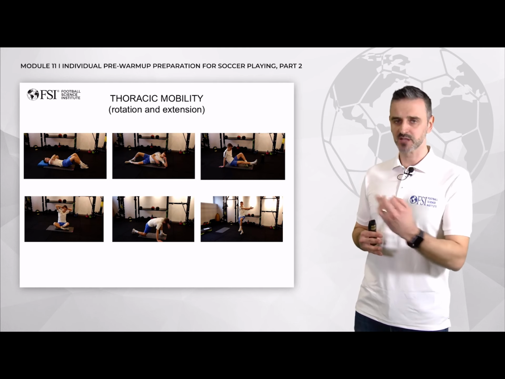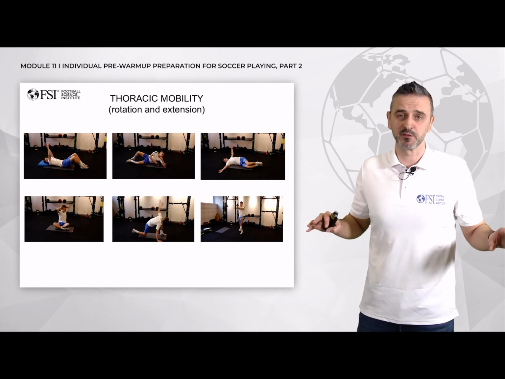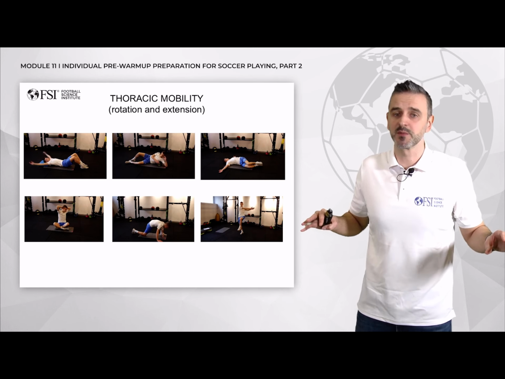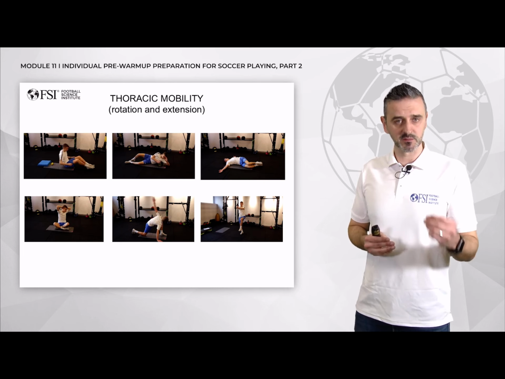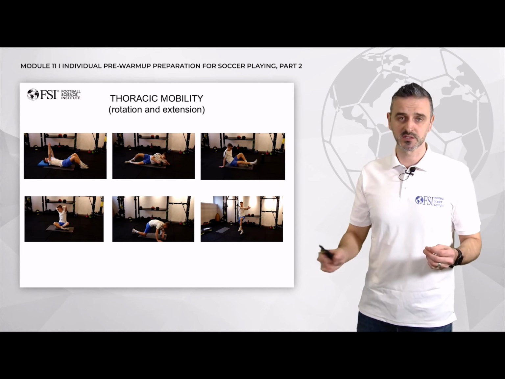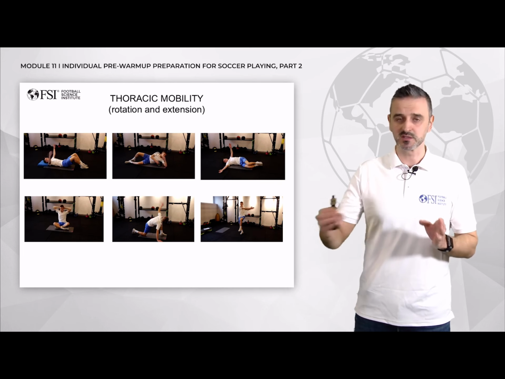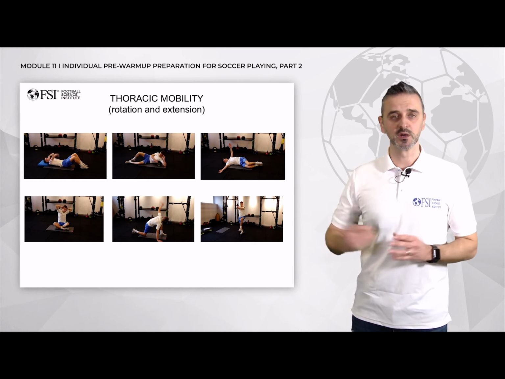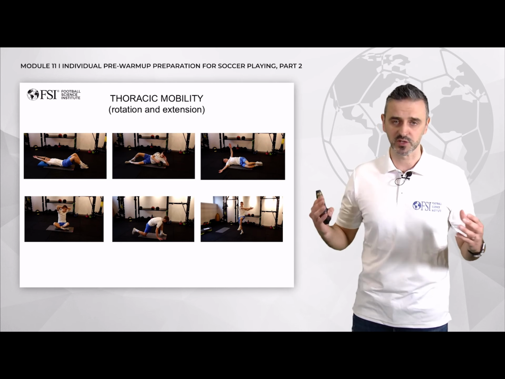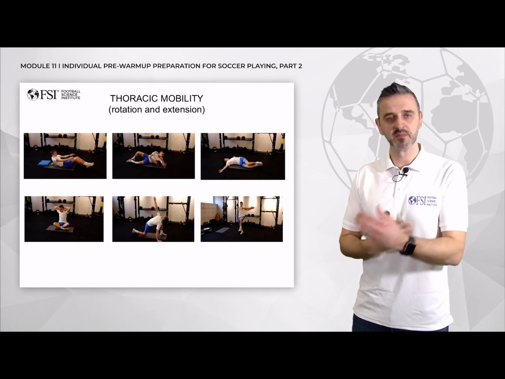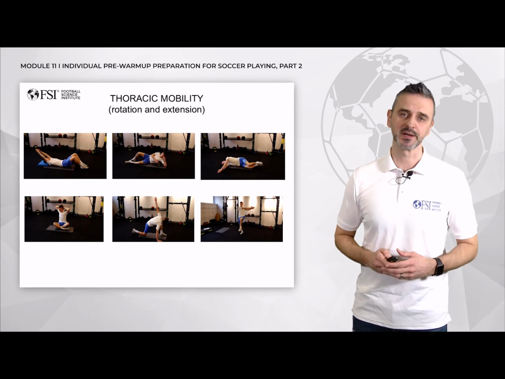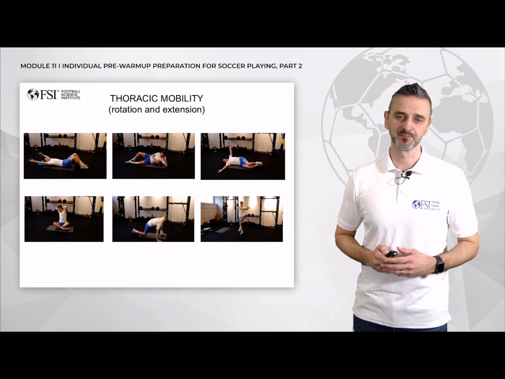So this type of complex can be performed in one pre-warm-up session with player who has big problems with thoracic mobility. These 6 exercises can be performed in single session with progression. So maybe you can do sometimes only 1, sometimes 2 sets. It can be beneficial for a player who has this type of problem.